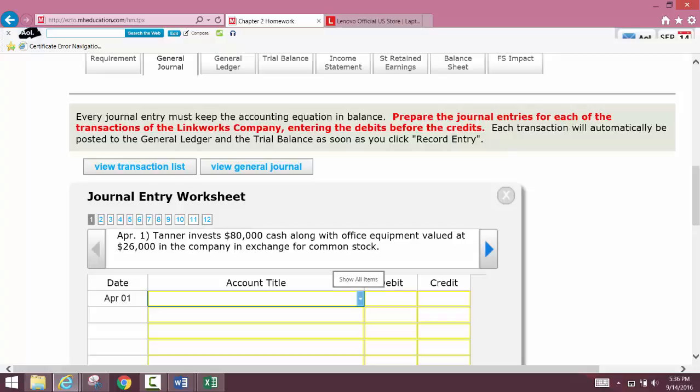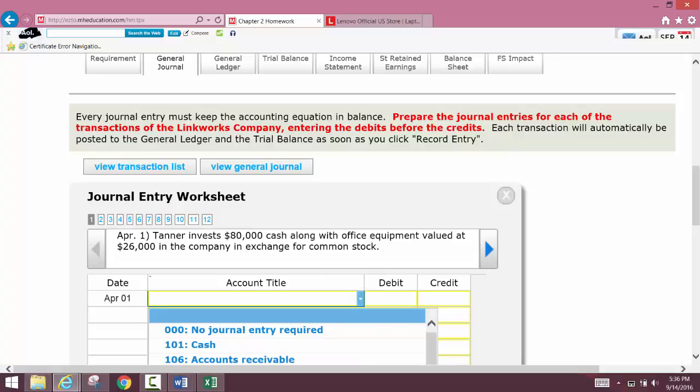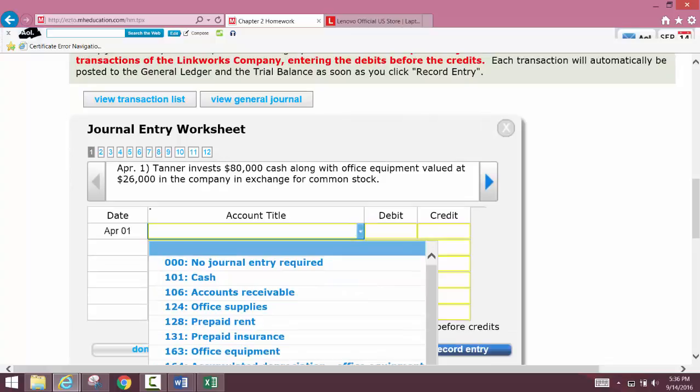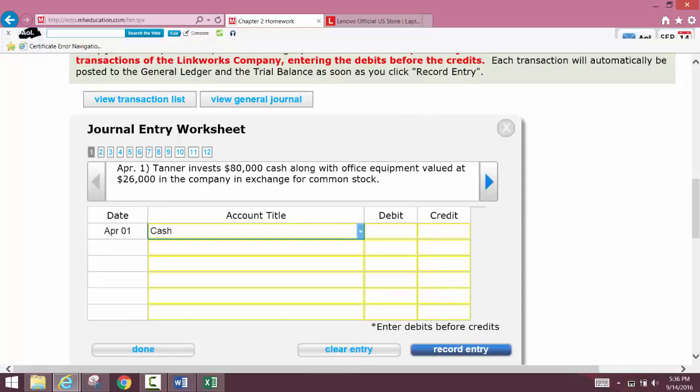We're getting what? Cash. So cash is an asset, so I have to debit the cash, don't I? So I click on cash, and how much is it? 80,000. Hit return. What else?